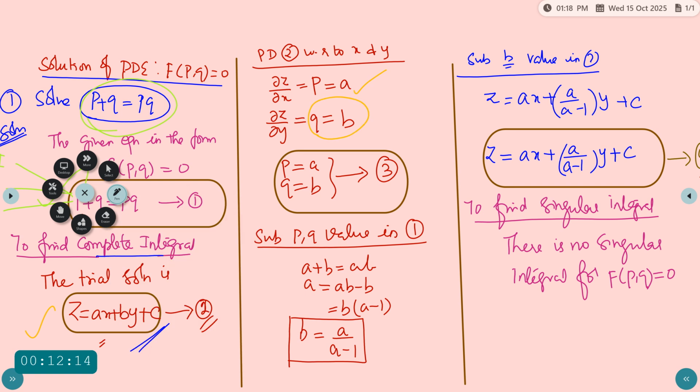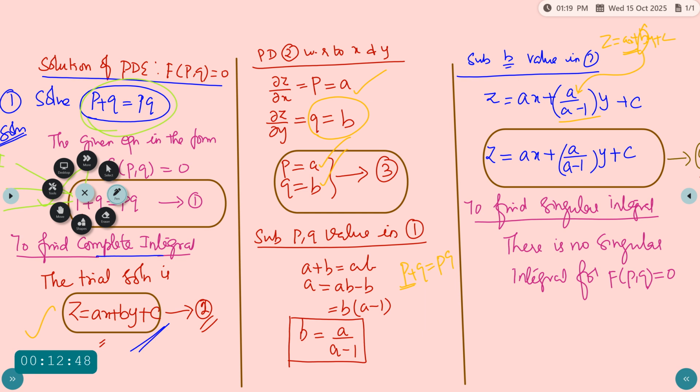Then substitute the p and q values in the given equation. The given equation is p plus q equal to pq. In place of p we have a, and in place of q we have b. Substituting, b equal to a by a minus 1. Now in the trial solution, substitute the value for b. Our trial solution is z equal to ax plus by plus c, so ax is as it is, and instead of b we have a by a minus 1 into y, plus c.